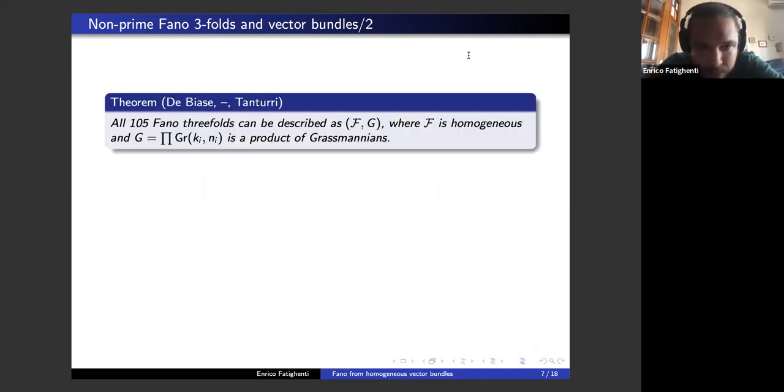And in fact, last year we did this theorem in collaboration with De Biase and Tanturri. And we did obtain all 105 families of Fano threefolds, and we have a description for all of them as a couple (F, G). And we required F to be homogeneous and G only a product of Grassmannians. Okay.